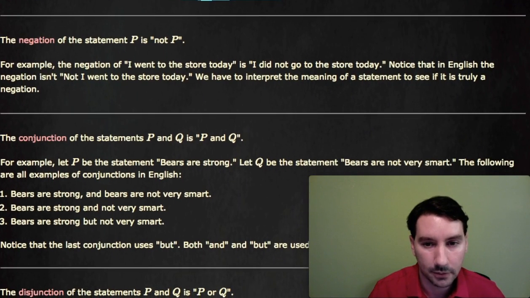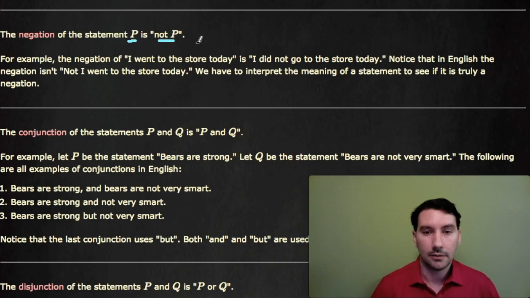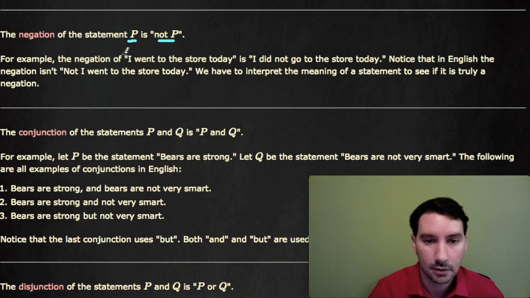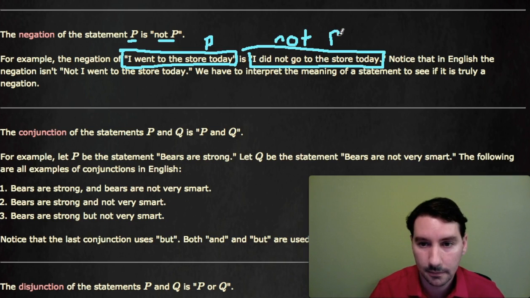The first thing that we're going to use is negation, which is to say not P. If P is a statement, the negation of P is not P. However, whenever we write this in English, it's not going to sound like "not P." So a statement P could be, I went to the store today. This, in this example, is P. And the negation is, I did not go to the store today. So this is not P.